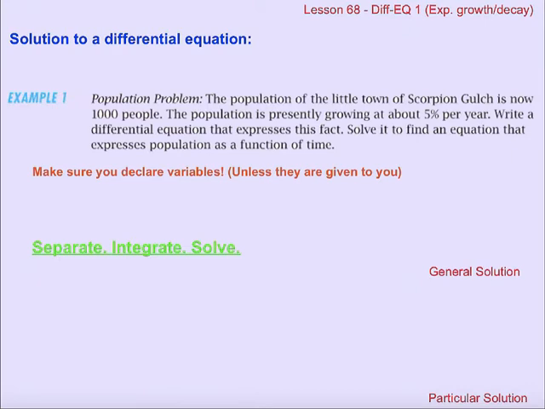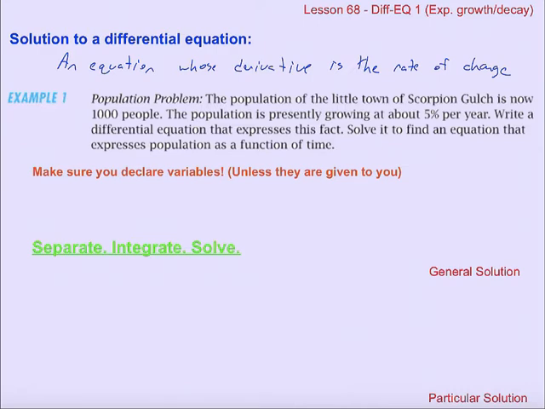What we're going to do is find the equation whose derivative is the given rate of change. Remember that the idea of a differential equation is we are given the derivative or the rate of change of one variable in respect to another. And so what we're going to find is the equation whose derivative is that rate of change. You'll see what I mean in just a second.